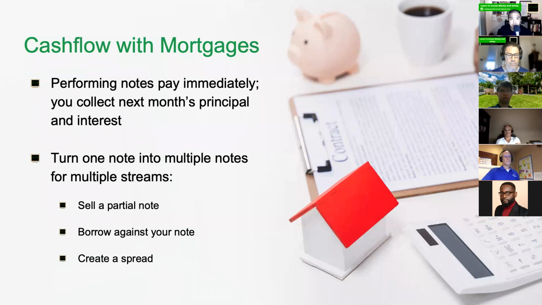And if you can create a spread with that investor, there are investors out there that are happy with 6% interest. Well, what happens if you find a note that's paying 8% interest? You're thinking that's a 2% spread, but you have no money down, no money into the deal. So that's an infinite return. So with notes, there's a lot of ways that you can create cash flow. As long as you're buying those performing notes, you'll get paid right away.